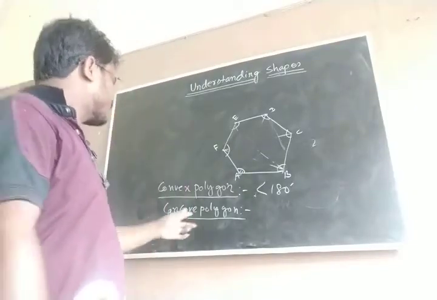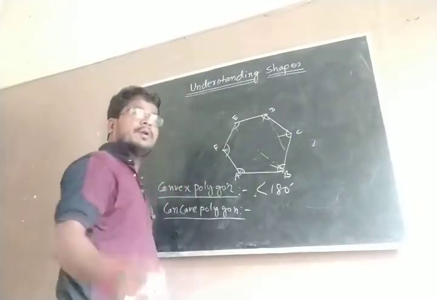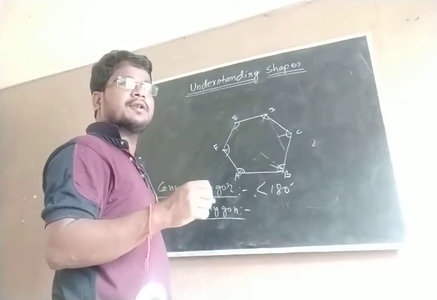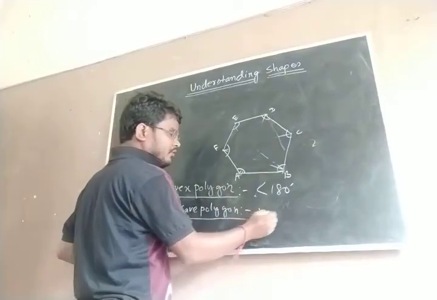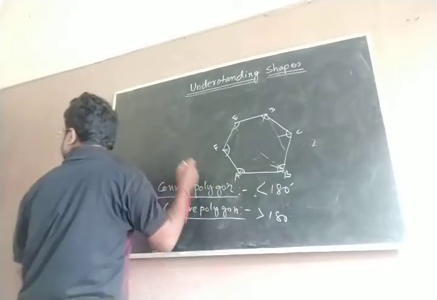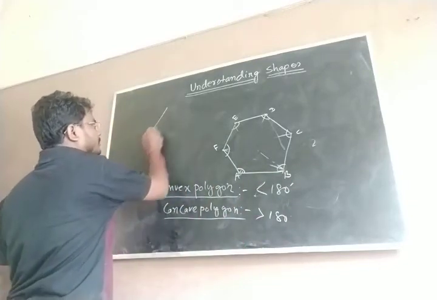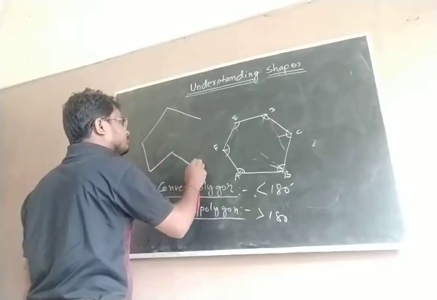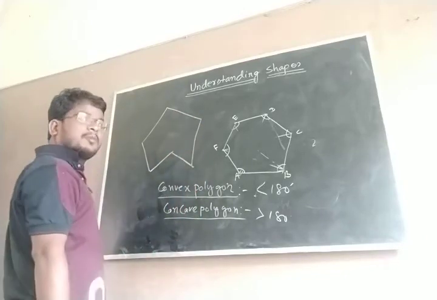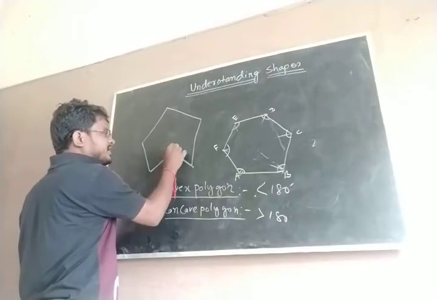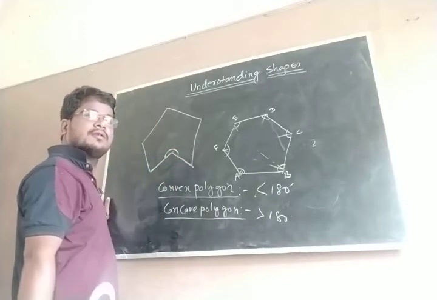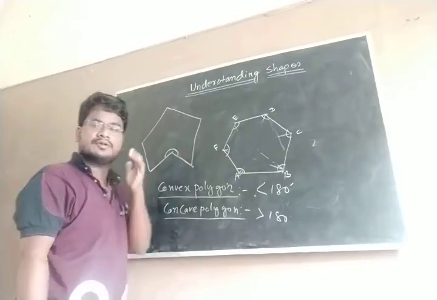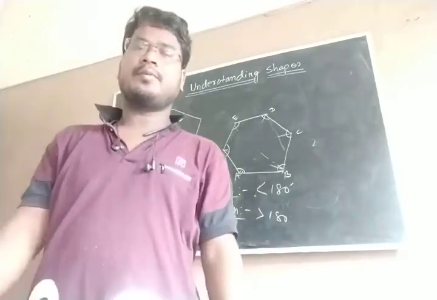Then what are concave polygons? A polygon with at least one angle greater than 180 degrees. Suppose I just draw this polygon. You can see this angle is greater than 180 degrees. So you can say that this is a concave polygon.